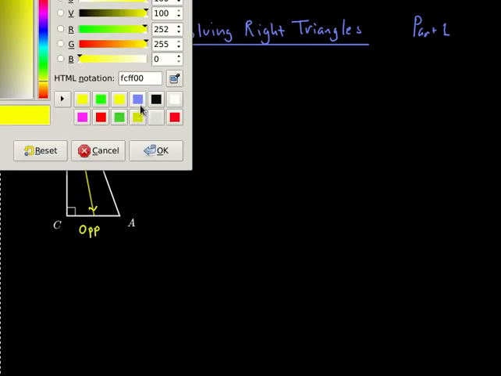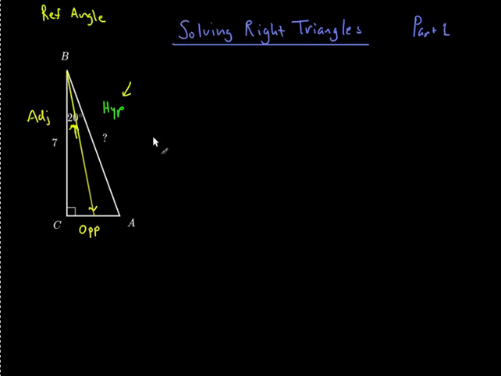So as you can see, we are given some information from this problem. We have the reference angle, so we know that our angle, which we identify as theta, is equal to 20 degrees. We have our adjacent side, which is equal to 7, and we're looking for this side right here, the hypotenuse.